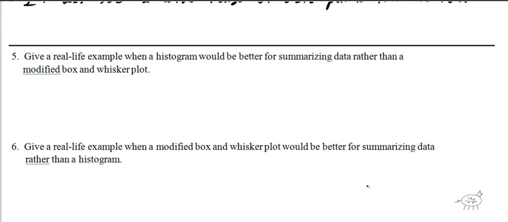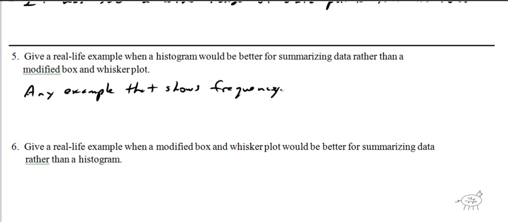So when a histogram would be better, I'm just going to write here, any example that shows frequency. That would be where a histogram would be better. So you could say like number of A's through F's, right? You could show A's, B's, C's, D's, and F's, and you could have a nice histogram. Look at the bars and see exactly how many people got what grade.